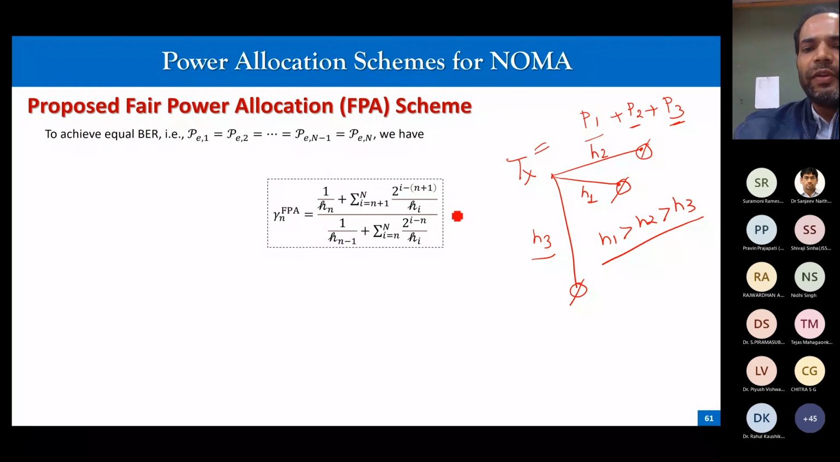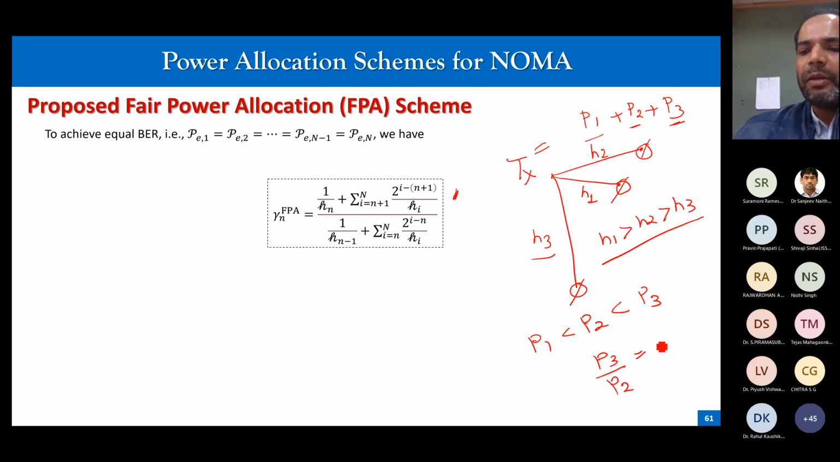So for this we have found out the power allocation factor. That means if we have these 3 users like this, then we know that P1 should be smaller than P2, which should be smaller than P3. But what is the ratio of P3 by P2? This ratio is given by the power allocation factor, and this has to be larger than 1. So P3 by P2 should be gamma, and this gamma is the power allocation factor. With what ratios these powers vary, we have computed this.